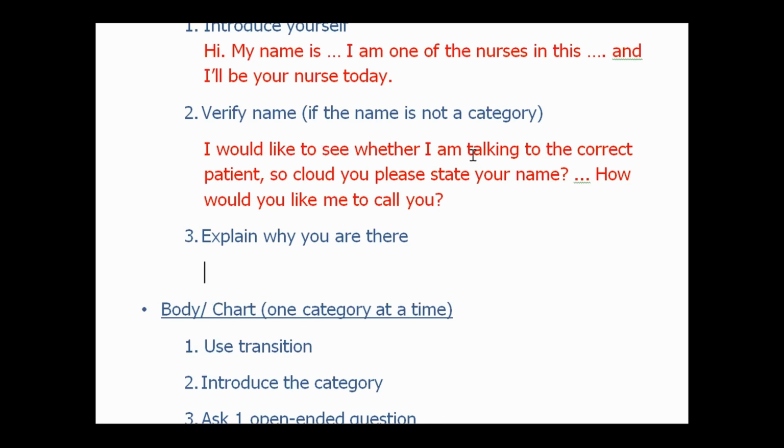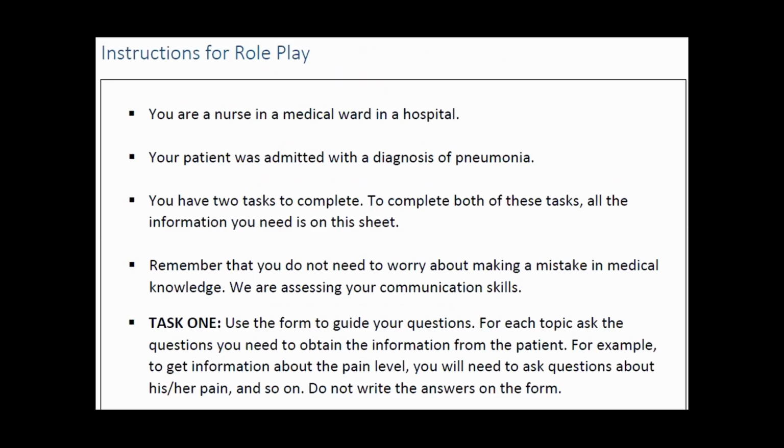Try to look at the chart and try to understand why you are asking these questions to the patient today. And try to think, why am I here? Why do I need to ask these questions? So if you look at the instructions for this chart, you will see that you are a nurse in a medical ward. Your patient was admitted with a diagnosis of pneumonia, and you need to ask them questions.